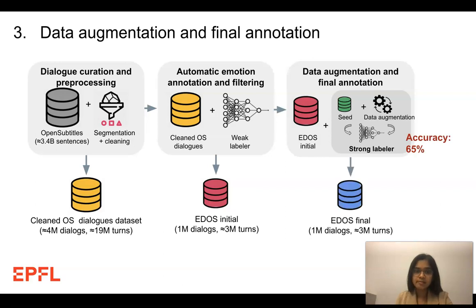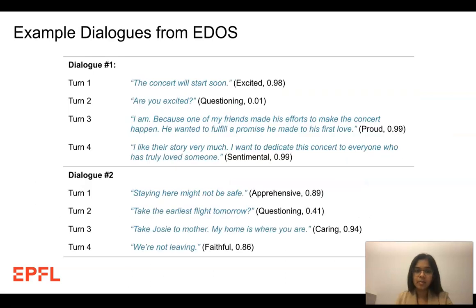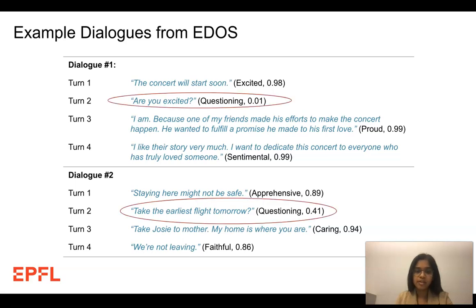We used this classifier to annotate the rest of the dialogue turns in EDOS initial, giving us the final 1 million emotion and intent annotated EDOS dataset having close to 3 million dialogue turns. And here are some example dialogues with annotations taken from EDOS, where we can observe that even for very low confidence annotations, the annotation accuracy is quite high.